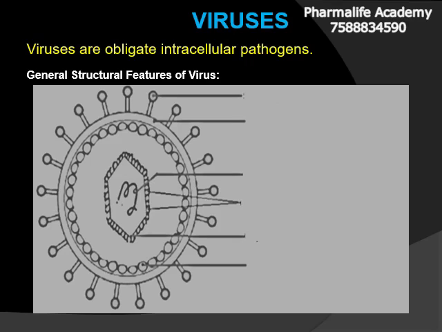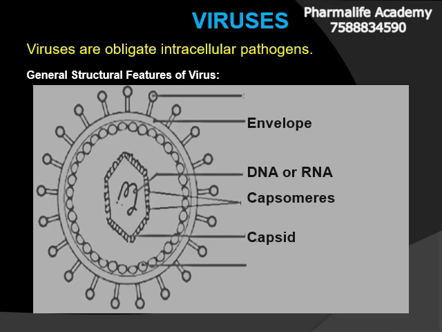Structurally, a virus possesses a protein coat called capsid. Capsid is made up of structural units called capsomeres. Capsid encloses nucleic acid, either DNA or RNA, but never both. A virus particle may be enveloped or naked, that is, without an envelope.